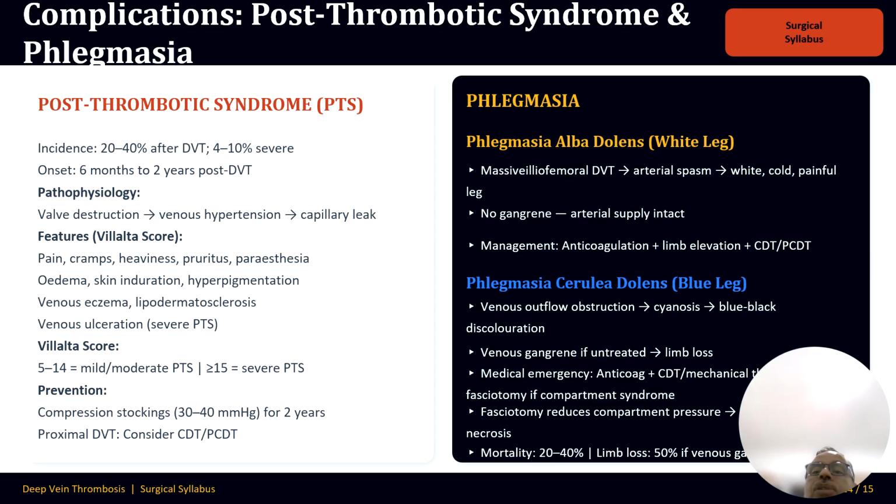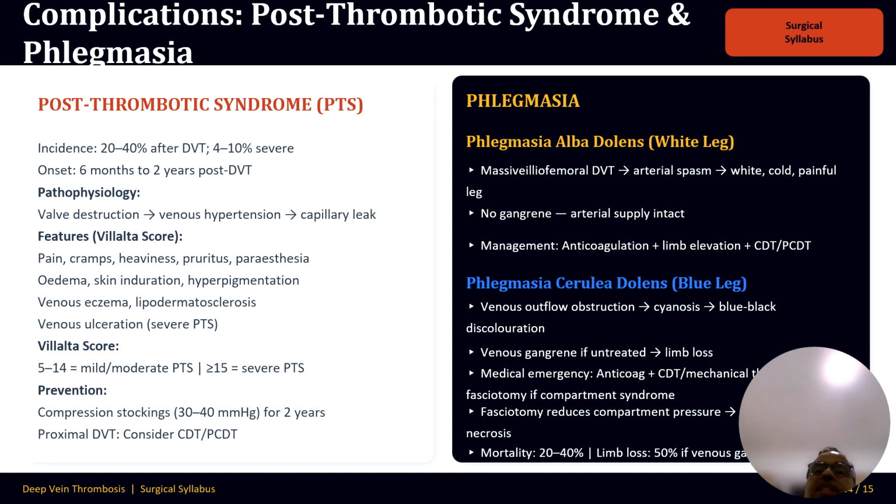Such patients are also at a risk of development of compartment syndrome with increased pressure leading to ischemia, further aggravating the problem. So fasciotomy may be required in such cases. Fasciotomy would reduce the compartment pressure and prevent further complications. But this phlegmasia caeruleus dolens has a very high mortality of almost 20 to 40%, and limb loss can go to the extent of 50% of patients who have established venous gangrene because of venous outflow obstruction. So these are the two complications which can occur: post-thrombotic syndrome as well as phlegmasia, basically phlegmasia alba dolens and phlegmasia caeruleus dolens.